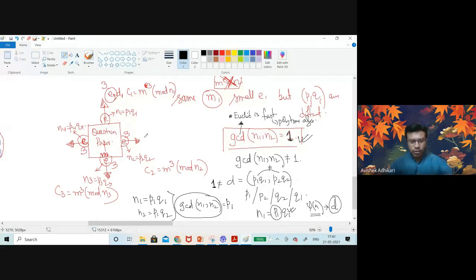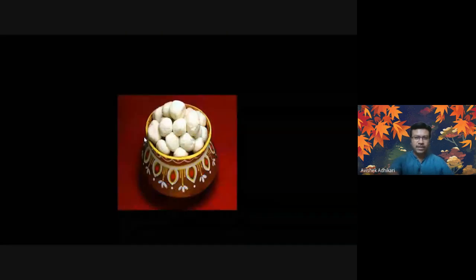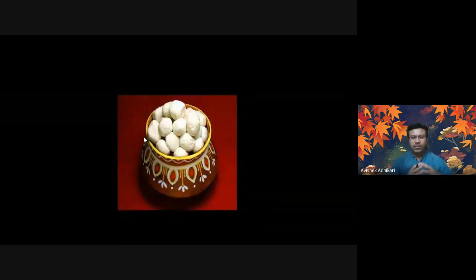Okay, to understand that, we'll go a little bit into mathematics, but I'm sure that you are very hungry now. So I'm going to show you a kind of sweet. In Bengali we call it Rasgulla, and it's now world famous. It's a famous sweet from West Bengal, and it's a container which consists of many Rasgullas.